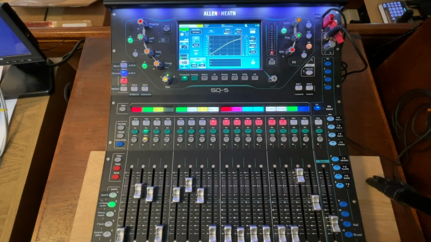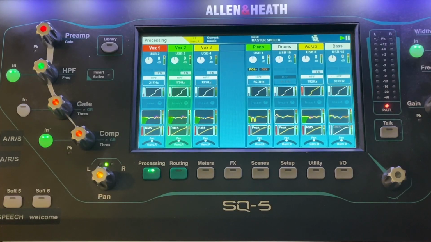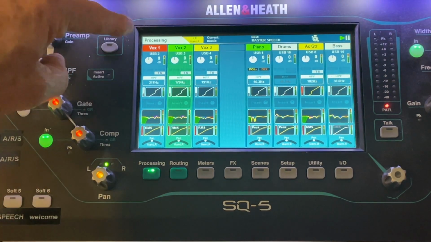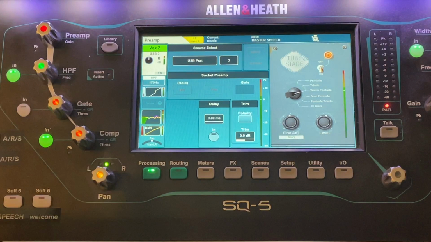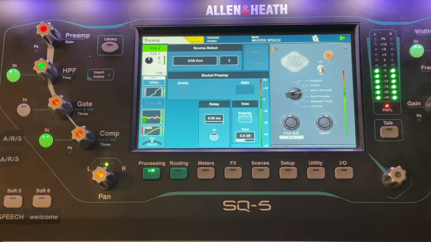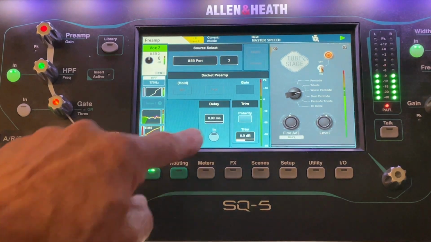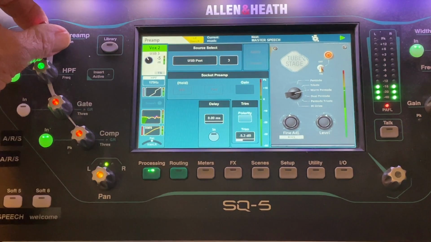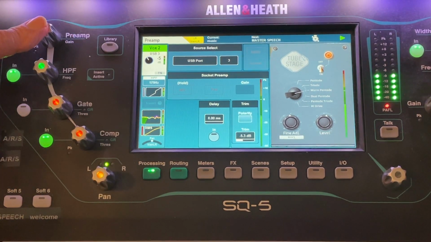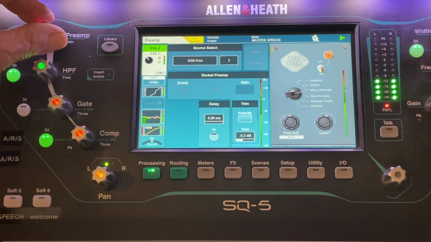First, we need to set the preamp gain to get the best signal coming into the board. If you're looking at this screen, then tap the preamp block at the top of the strip for the required channel. Don't change any of the parameters on this screen, we're just here to see the preamp gain level on the meter strip to the right. Using the preamp gain rotary, adjust until the level shows 0 dB at low to normal speech instrument levels. That's the preamp gain set.